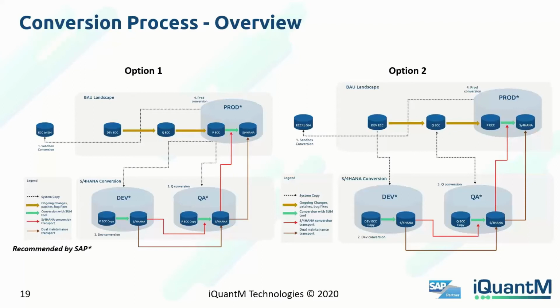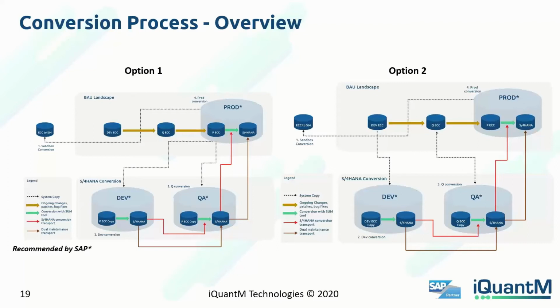So having said that, there are two options that we are discussing here. In addition to the sandbox conversion, when you start your actual conversion on your BAU landscape, we recommend customers take the latest production copy every time they do a conversion and then convert it into an S/4HANA system. For example, in this diagram, option one, you can see the production ECC system was copied onto your S/4HANA conversion landscape, and then it was converted into S4. Similarly, when you do a quality conversion, you take the latest production copy and convert that into your quality S/4HANA system. And then when you do the production, you convert your existing production ECC to production S4.